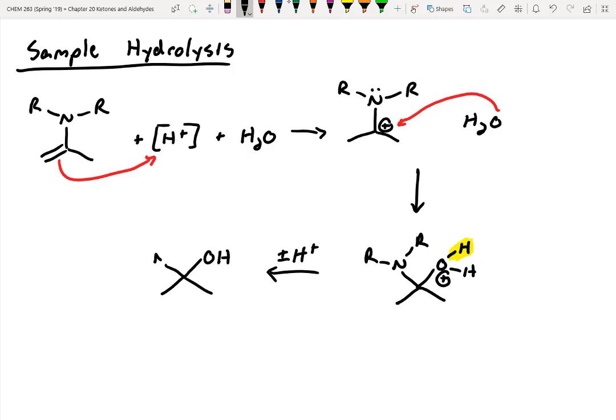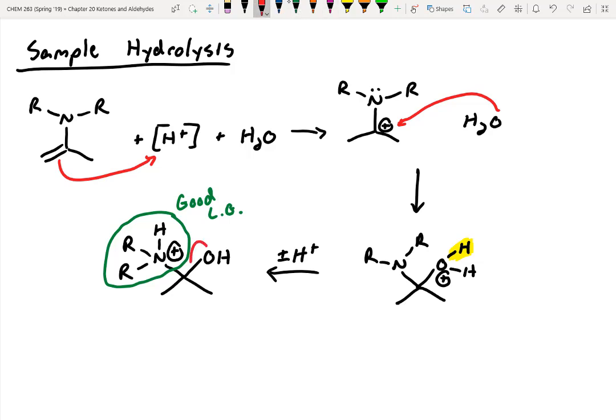All right. So now we've got ourselves set up. We've got a proton on that nitrogen. We've got these two R groups. So now this is a good leaving group. And just like we saw before, the lone pair from this oxygen can clamp down and shove off that leaving group.